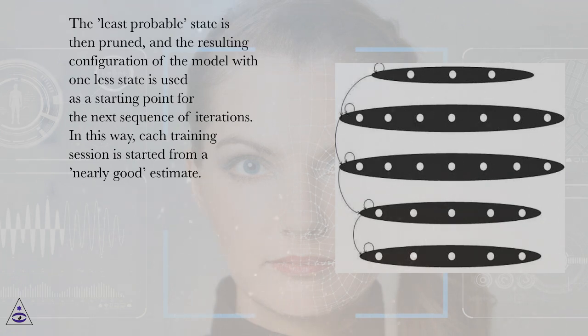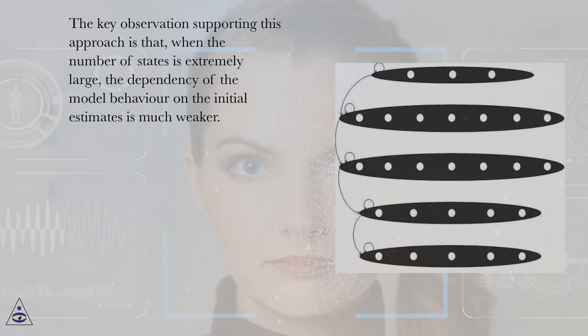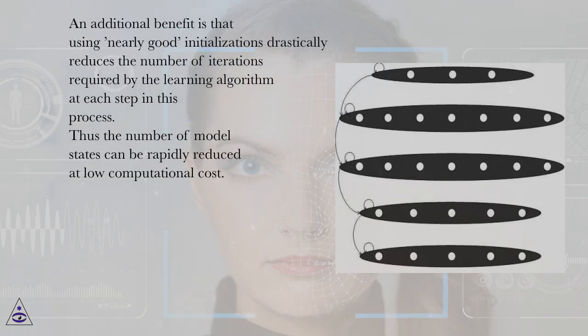In this way, each training session is started from a nearly good estimate. The key observation supporting this approach is that, when the number of states is extremely large, the dependency of the model behavior on the initial estimates is much weaker. An additional benefit is that using nearly good initializations drastically reduces the number of iterations required by the learning algorithm at each step in this process. Thus the number of model states can be rapidly reduced at low computational cost.